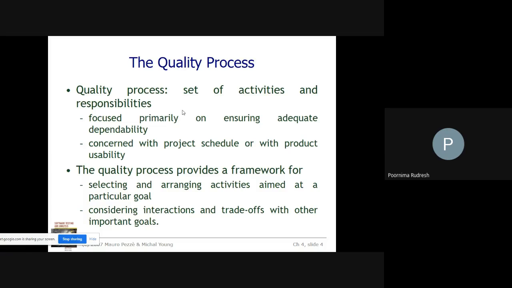Through the assurance of the quality process, our quality is assured through the different software development processes. And the quality process provides the framework for selecting and arranging the activities aimed at a particular goal. So for example, if you have implemented one program, what is the main goal of that program? Suppose you consider the triangle problem that I explained in the previous chapters, right? In the triangle problem, you are going to identify whether you can construct the triangle or not by considering the sides of the triangle.